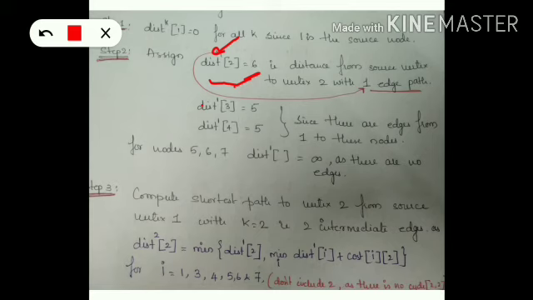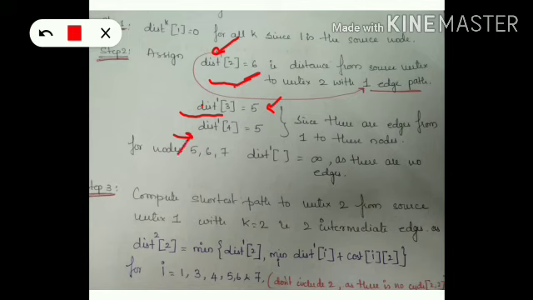So in order to understand the explanation better, I recommend you draw the graph on a separate paper. So you can look into the graph and then compare it with the presentation here. Similarly, dist^1[3] is nothing but there is an edge from vertex 1 to vertex 3 whose weight is 5. So similarly, we list it out for the rest of the vertices.